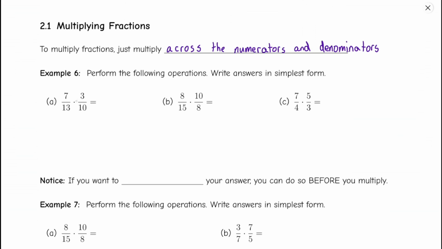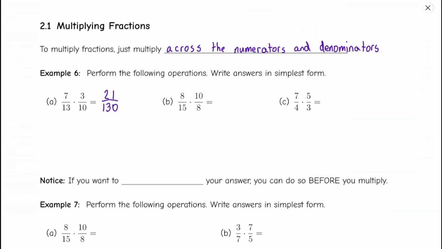So 7 times 3 is 21. 13 times 10 is 130. Then if you can reduce it, you should reduce it. B, 8 over 15 times 10 over 8.